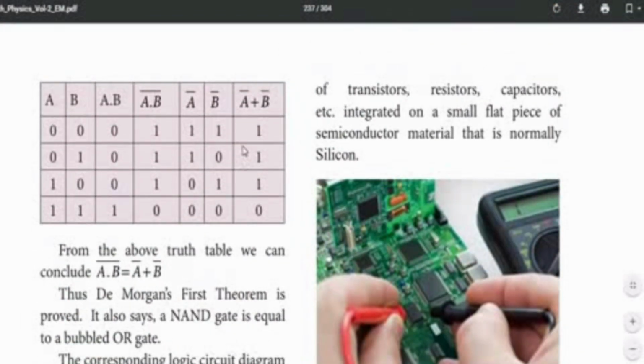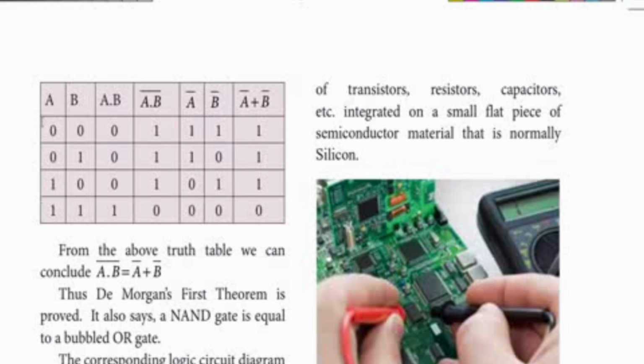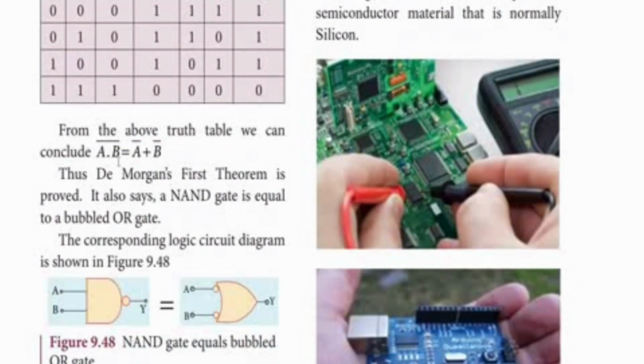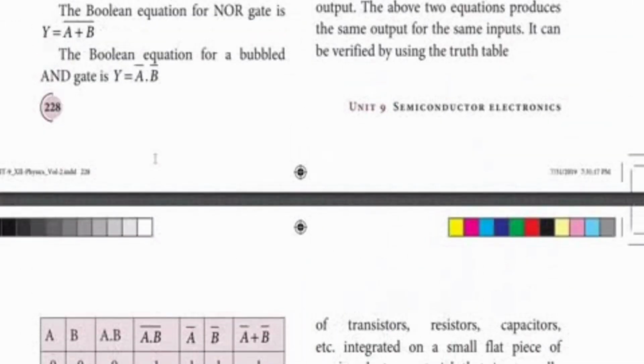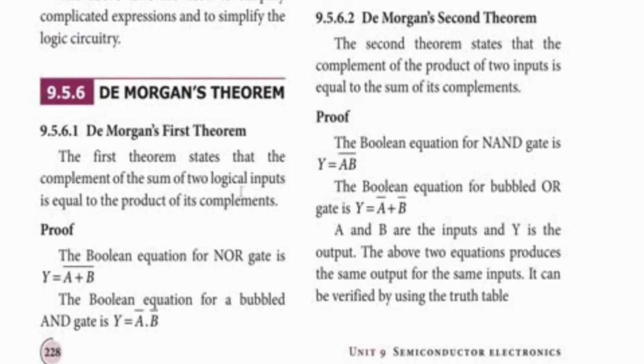Here again the proof is given. The two laws with proof is a 5 mark question. See that A dot B whole bar and A bar plus B bar are the same value. In this table, the two values are equal: A dot B whole bar equals A bar plus B bar. So this is De Morgan's second theorem. De Morgan's first theorem is proved, and also the NAND gate is equal to the bubbled OR gate. Using these two gates, we can prove this in table form. So these are De Morgan's first theorem and second theorem.